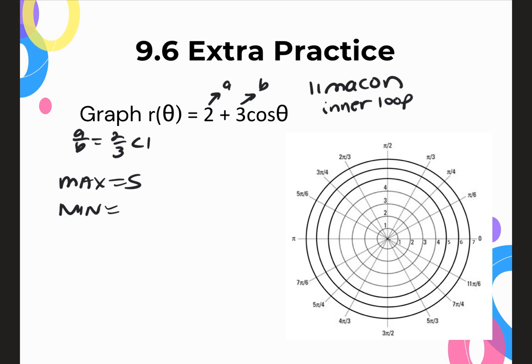You could set it equal to your max and find if it's on the right or the left. The min would be 1. Actually, the min's negative 1. Sorry. The min's negative 1. A minus B. And that goes opposite it. That's where your loop happens.